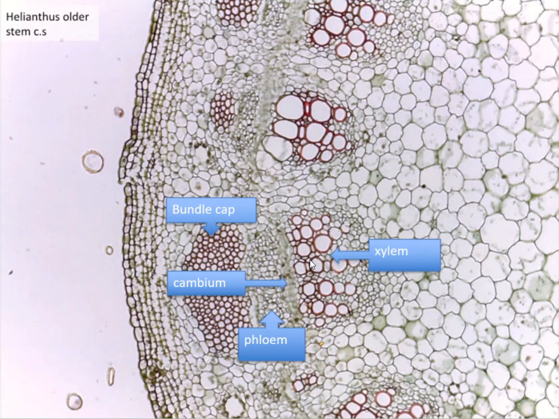So now we're zooming in on that region, the vascular bundle, that contains some very important substances that you may have recalled learning about in your high school biology class. First, we're going to start with the bundle cap.